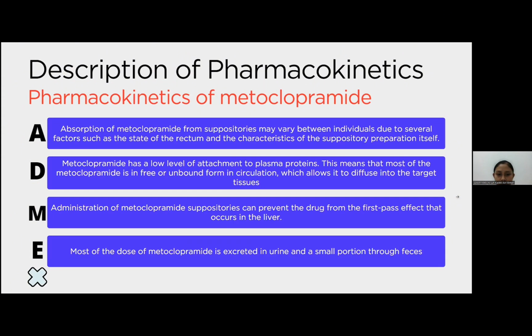Metoclopramide has a low level of attachment to plasma proteins. This means that most of the metoclopramide is in the free or unbound form in circulation, which allows it to diffuse into the target tissues. Administration of metoclopramide suppositories can prevent the drug from the first pass effect that occurs in the liver. Most of the dose of metoclopramide is excreted in urine and a small portion through feces.